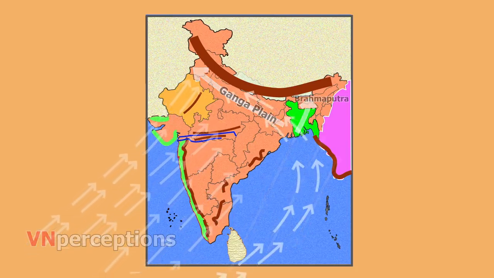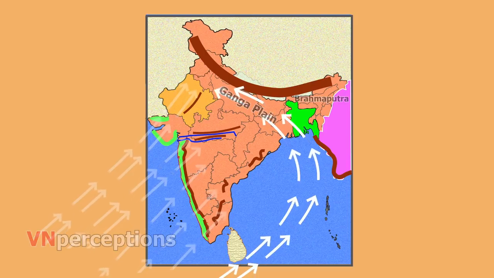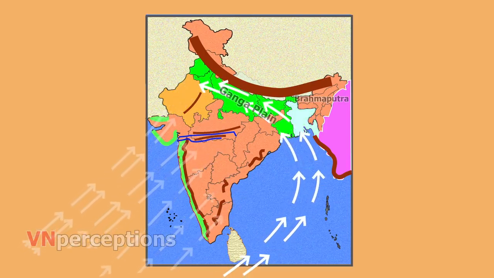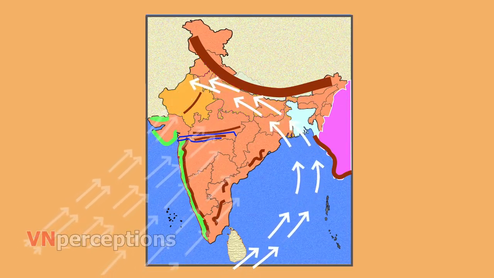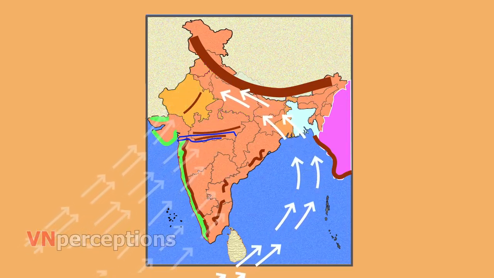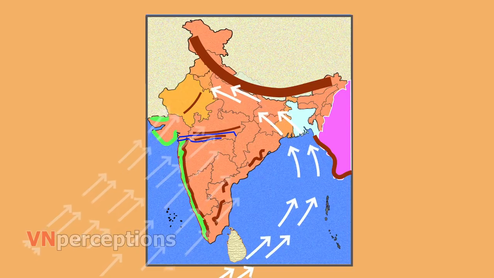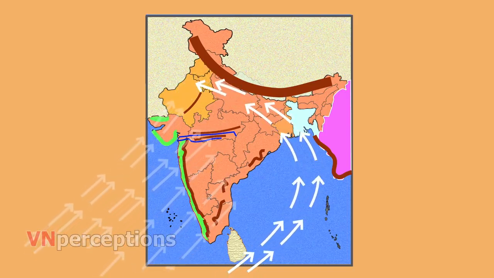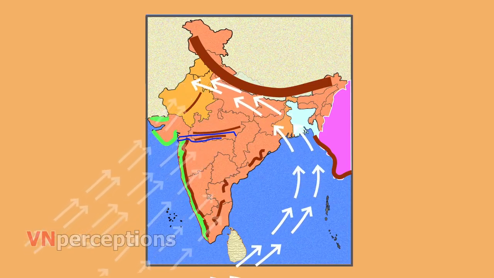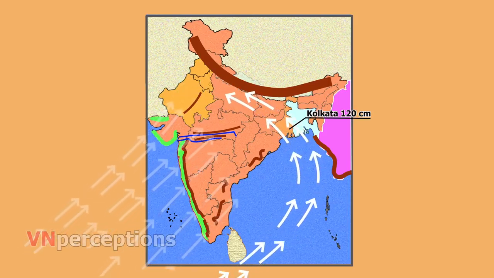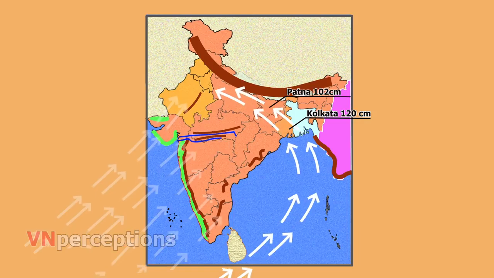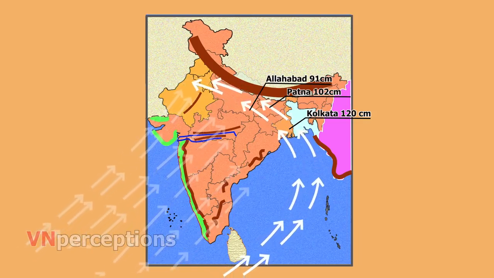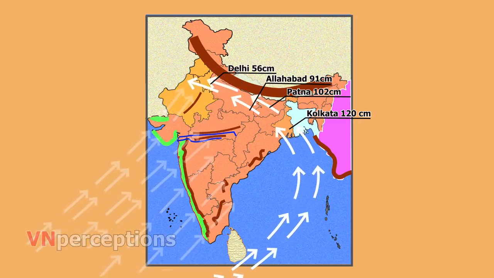The one that moves along the Ganga plain starts giving rainfall along the North Indian plains. It gives heavy rainfall in West Bengal, but by the time the winds reach Punjab and Haryana, they go dry. That is why they receive very little rainfall from these winds. During this particular season, Kolkata receives about 120 centimeters, Patna 102 centimeters, Allahabad 91 centimeters, and Delhi 56 centimeters of rainfall.